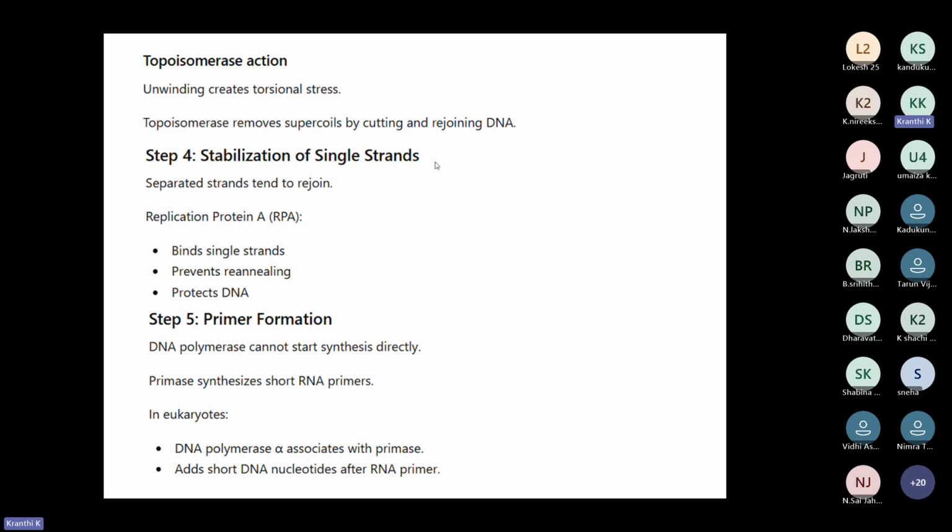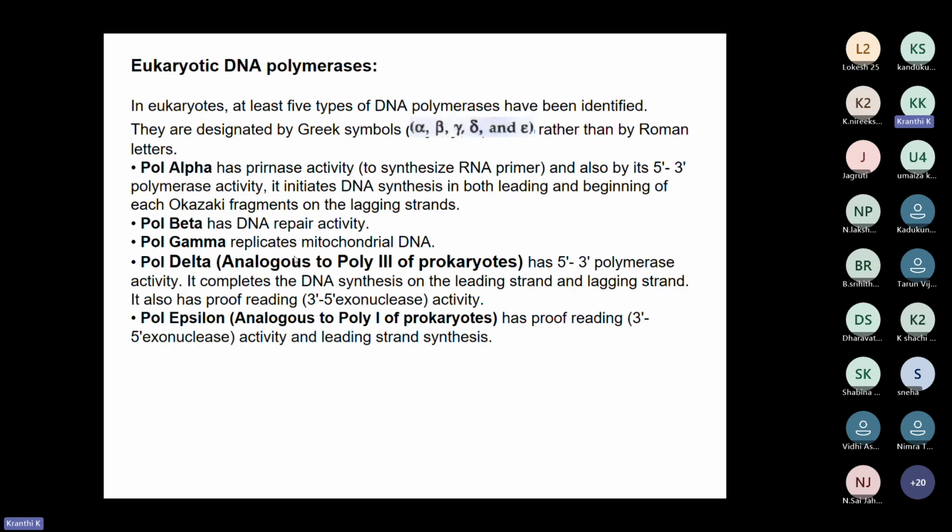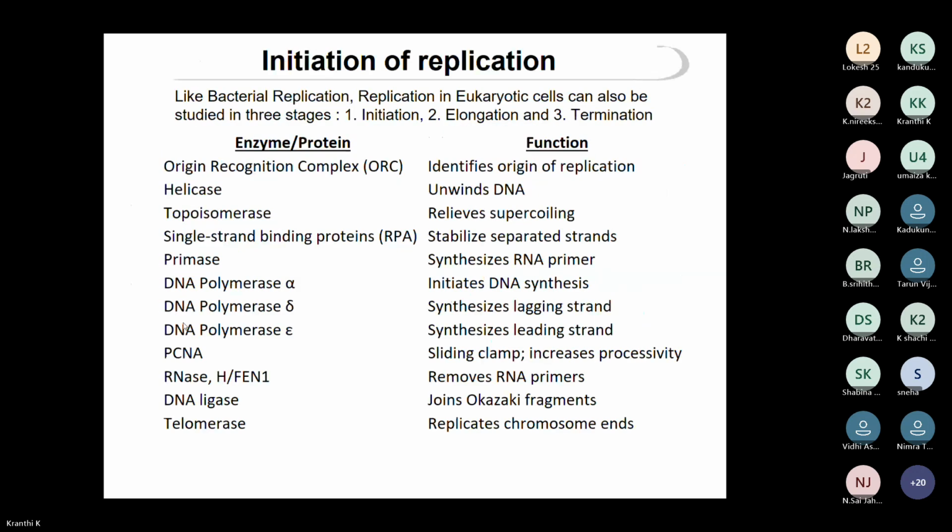Then stabilizing of single strands. Once the double strand is cut by the helicase, two separate strands get formed. Those are stabilized by single strand binding proteins in the prokaryotes. But here, the single strand binding proteins we call replication protein A, RPA. Single stranded binding proteins are RPA. It stabilizes the separate strands.